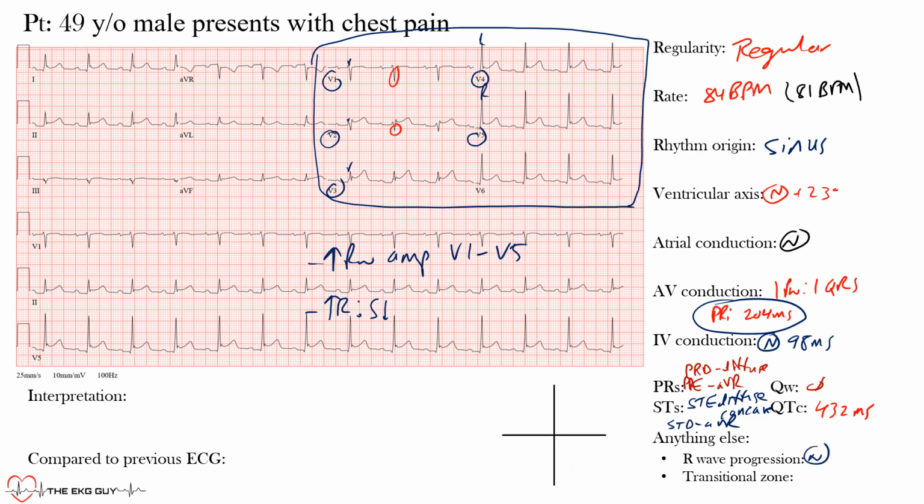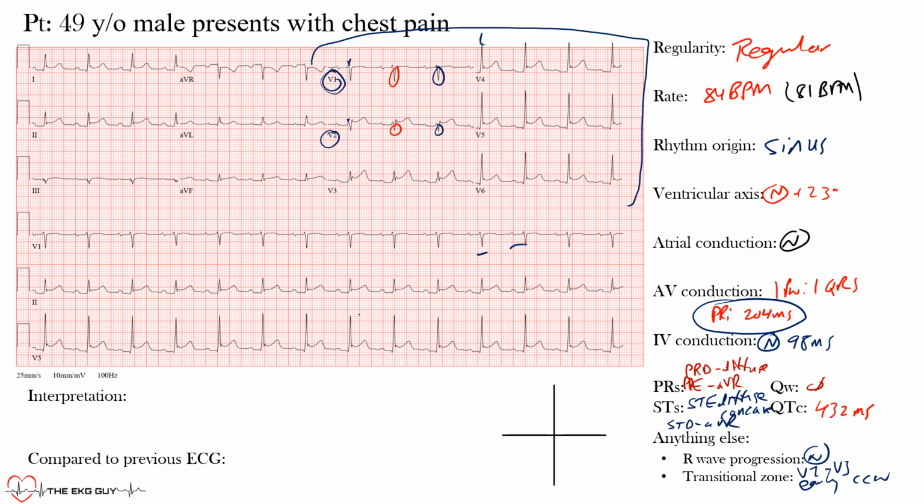Now, transitional zone is where we go from mostly negative complexes in the right precordial leads to positive complexes here in the left precordial leads. And we notice that this seems to be mostly negative, okay? Here in V2, it still seems mostly negative, but in V3, we see that these are mostly positive, okay? So the transitional zone, in this case, is between V2 and V3, and normal transitional zone is often between V3 and V4, but given these complicating factors, it may affect it here, okay? And because it's coming earlier, we call that an early transition, or a counterclockwise rotation.